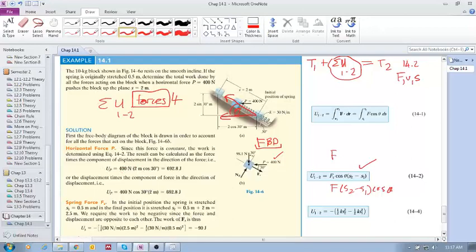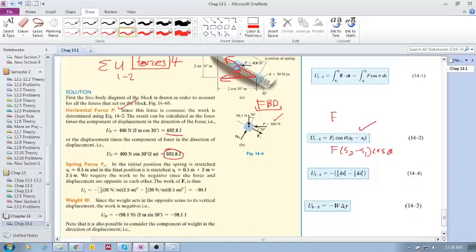So 400 times 2 cos 30, and we get this. Or we can say 400 cos 30 times 2, where now we're looking at the component of the force in the direction of the displacement. It gives us the same answer. All right, great. So we've calculated the first one, the horizontal force.